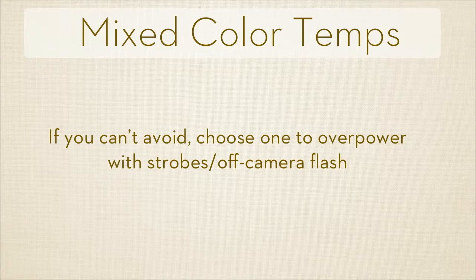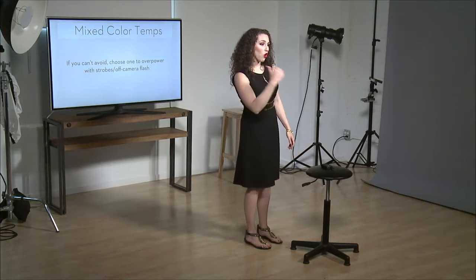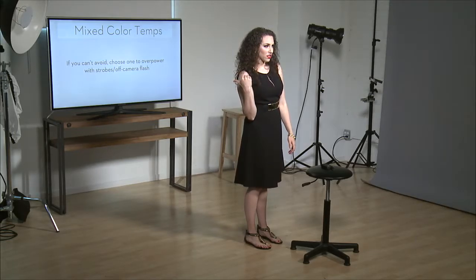If you can't avoid it, basically what you have to do is pick one. Am I going to white balance for the windows, or am I going to white balance for the tungsten lights? And then you add a strobe to overpower the one you don't like. So that's what I do.